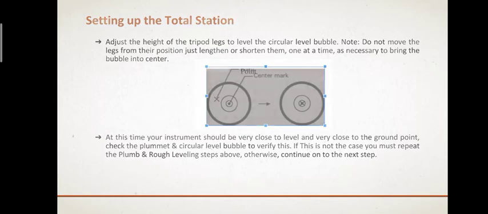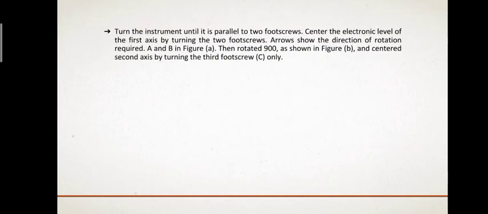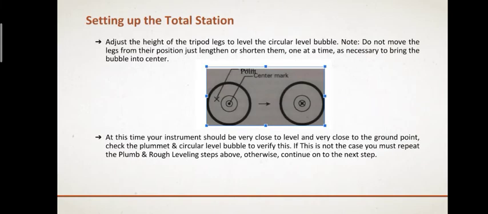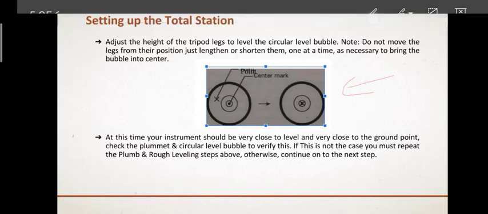Right? See how this happens. This is what a circular level bubble is. Right? It is also called a bullseye level.